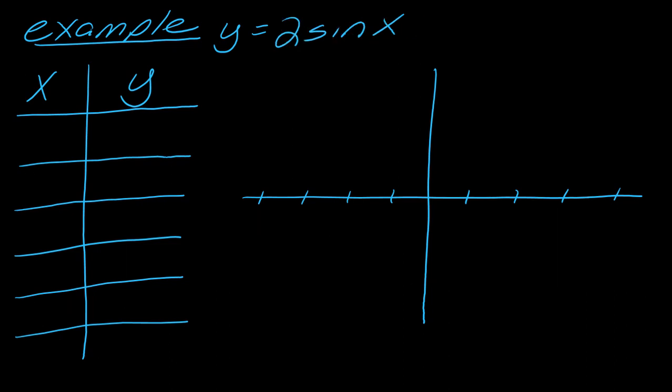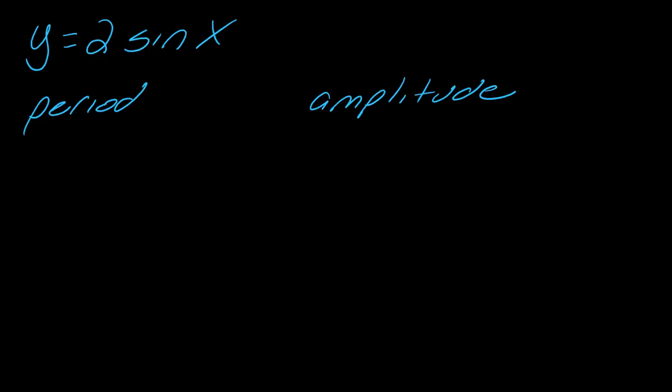So let's take a look at the next example, 2 sine x. First things first, we have to discuss period and amplitude. If you feel like you've got that, I would recommend that you pause and write those down before we get started. So the period in this case is going to be 2 pi divided by 1, which is just 2 pi. So that's the standard period. And then the amplitude in this case is going to be 2.